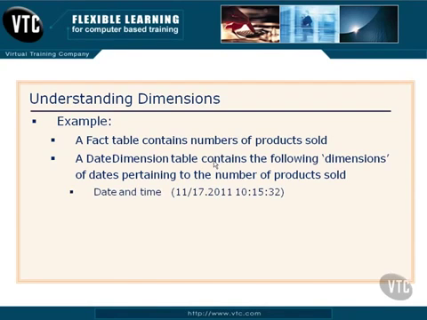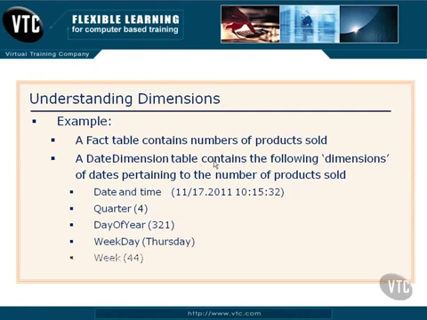For example, I can pull just on the date and time, right? 11/17/2011, and the sale happened at 10:15 and 32 seconds. Or I could pull just the quarter. And if I extracted just the quarter from that date, it's in the fourth quarter. What if I looked for the day of year? Well, November 17th is on day 321 of the year 2011. The weekday, that was on a Thursday, and so I could pull that. The week, it was the 44th week.